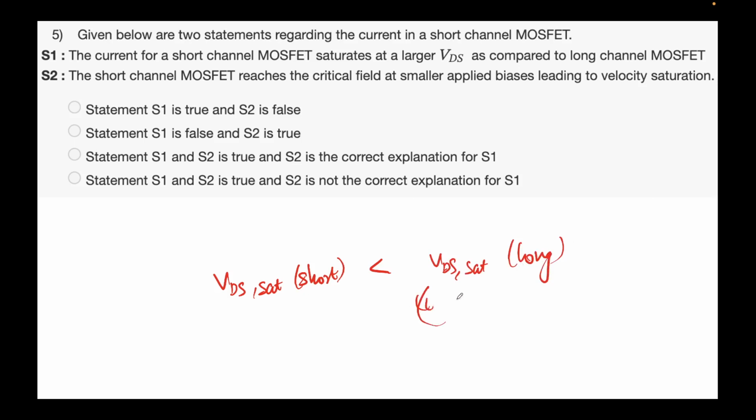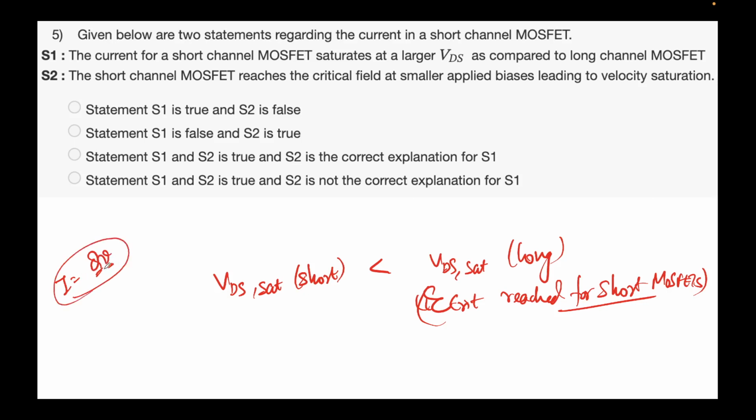And we saw the reason was the E critical reached for short channel MOSFETs. E critical reaches, so Vd cannot increase any further. And this causes the problem. We cannot keep on increasing the speed at which the electrons are getting transported. And current essentially is a flux, a flow of your electrons. So it's something like q times v. Q is your total amount of charge, v is your speed, so this is the flux. So v cannot increase any further, so current will saturate, and much earlier for a short channel. So the statement that current for a short channel saturates at a larger VDS is false.